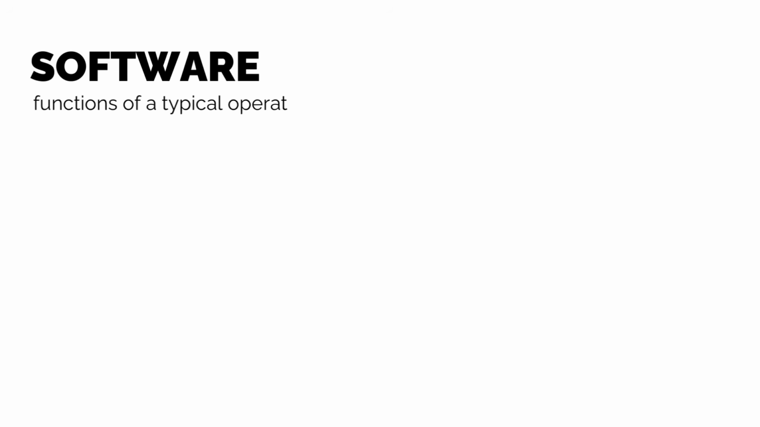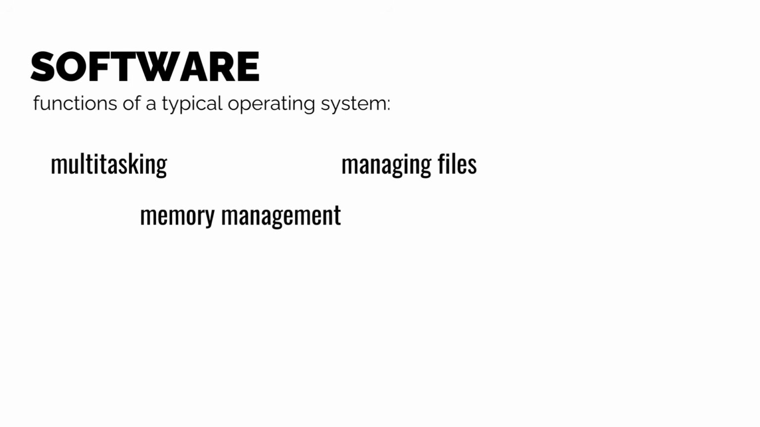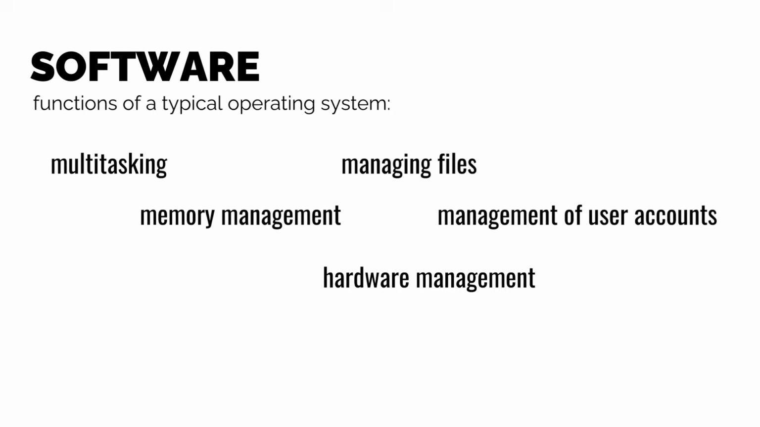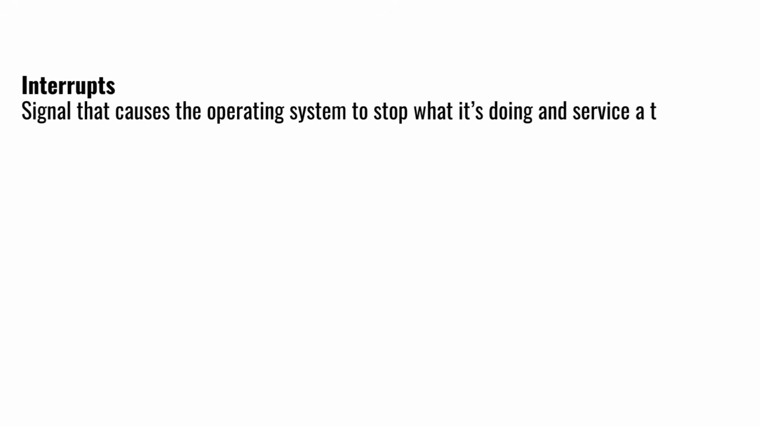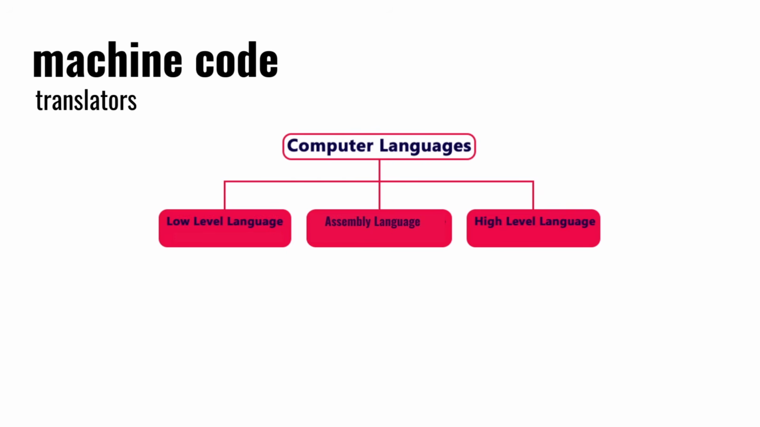Let's now go over the software side. Functions of a typical operating system include multitasking, memory management, managing files, management of user accounts, and hardware management. Now talking about interrupts, an interrupt is a signal that causes the operating system to stop what it's doing and service a task. Computers can only understand machine code, therefore translators are needed, and we need to know three languages, which are high-level languages, low-level languages, and assembly language.